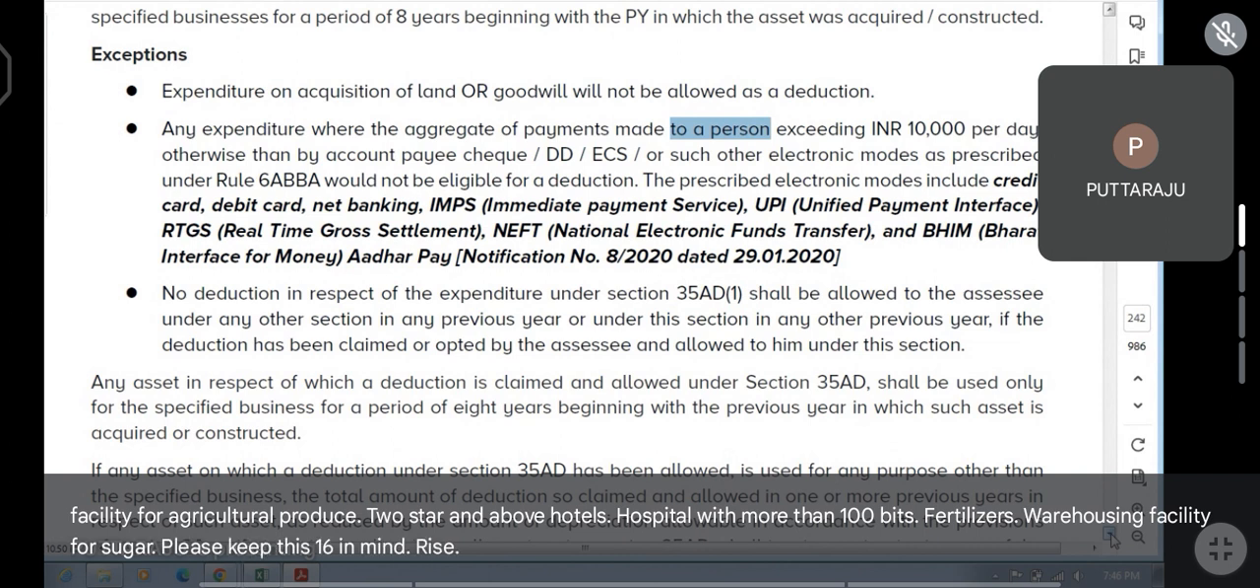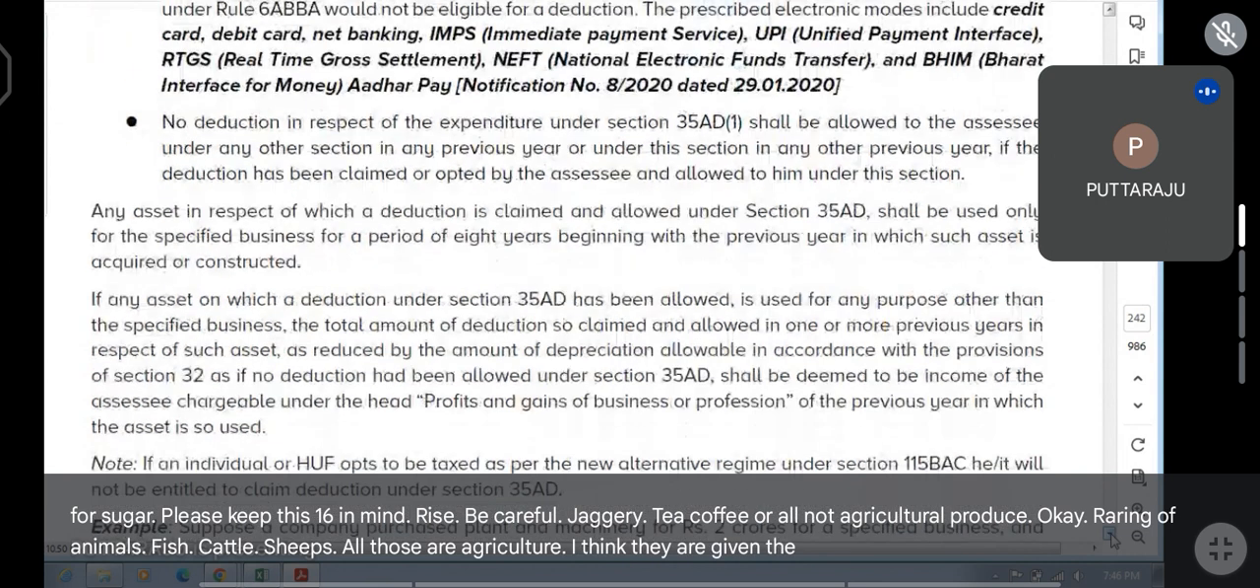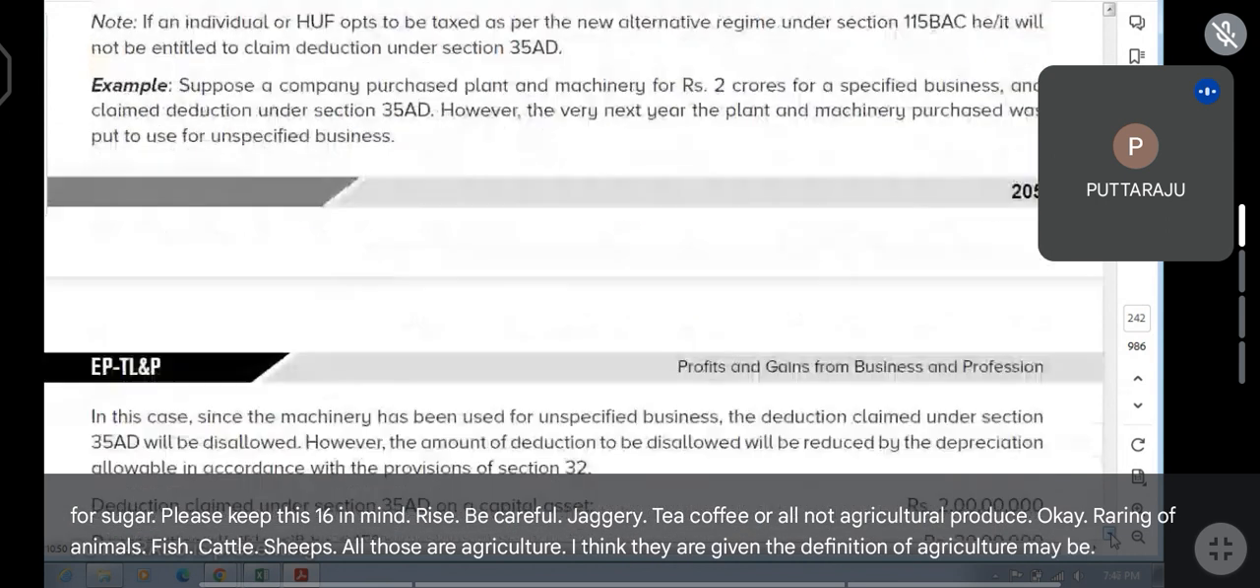Rice, be careful. Jaggery, tea, coffee are all not agricultural produce. Rearing of animals, fish, cattle, sheep. Examination of agriculture, maybe. We will see.